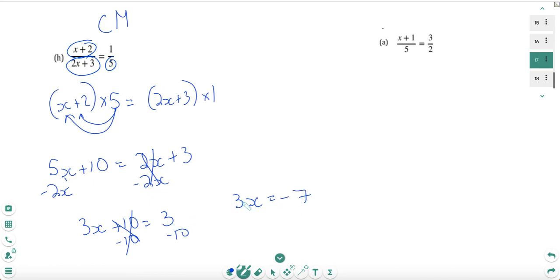Now x is being multiplied by 3. How do you get rid of that 3? We're going to do the opposite. The opposite of multiplying by 3 is dividing by 3. You got to balance it, so divide by 3 here. Timesing by 3 and dividing by 3 are opposites, so they cancel out. X is equal to negative 7 over 3. And we can leave our answer as a fraction, okay?